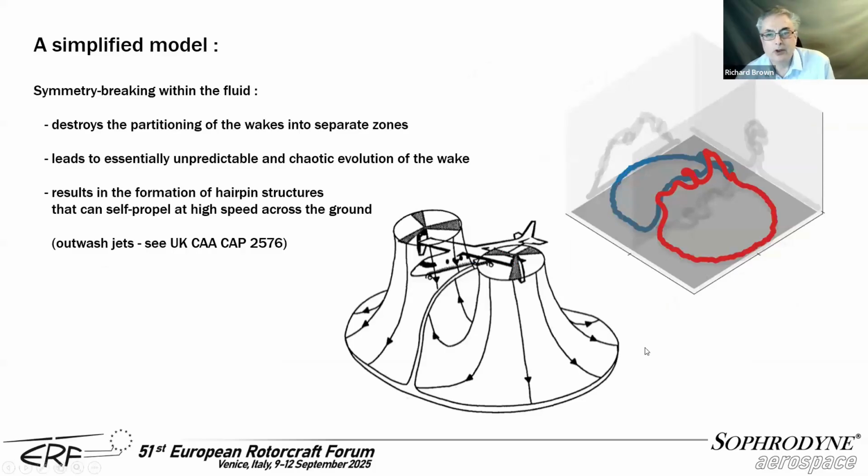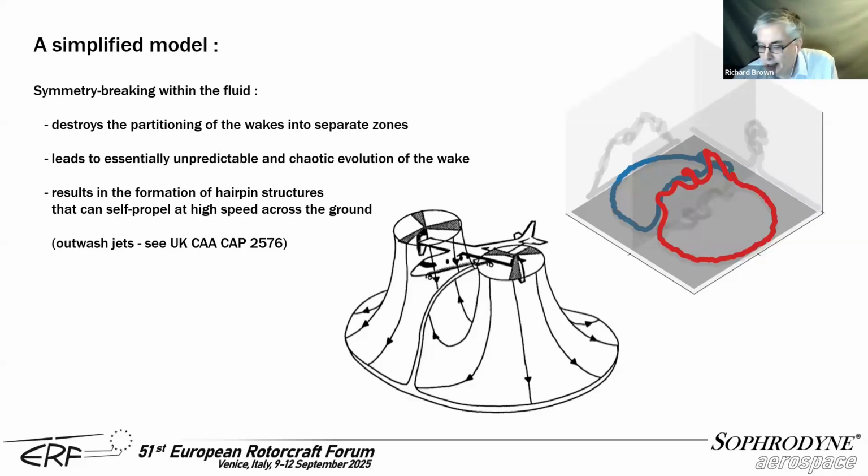So just to summarize, because it's so important, the symmetry breaking within the fluid and the inherent instability of the vortex dynamics, first of all, destroys the partitioning of the wakes into separate zones. You can see here that we're seeing the prototype of mixing between the left and right-hand zones taking place. It leads to essentially unpredictable and chaotic evolution of the wake, and in fact, it results in the structures that self-propel at high speed across the ground, which we observed in our very first study as these outwards propagating high-speed jets of flow. Go and have a look at CAP 2576, where we talk about these in a lot more detail.